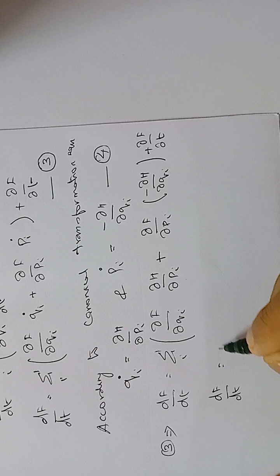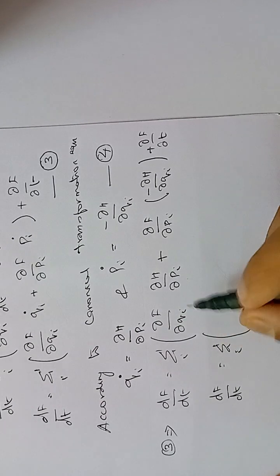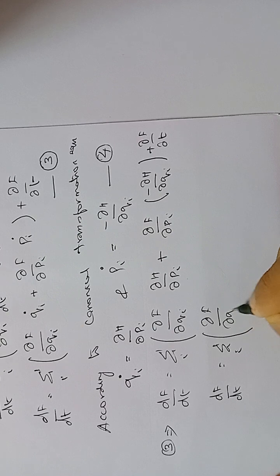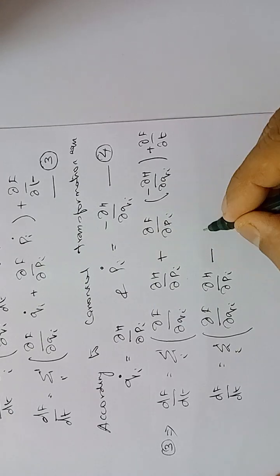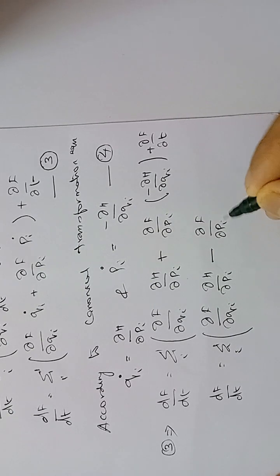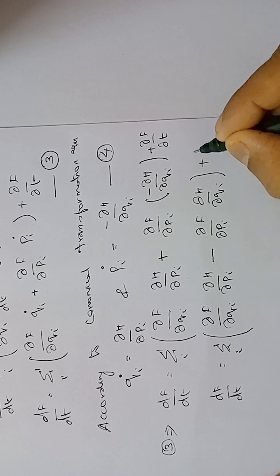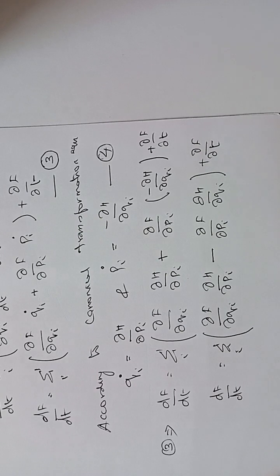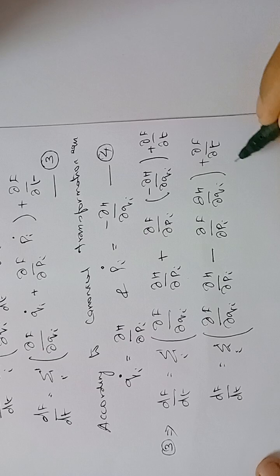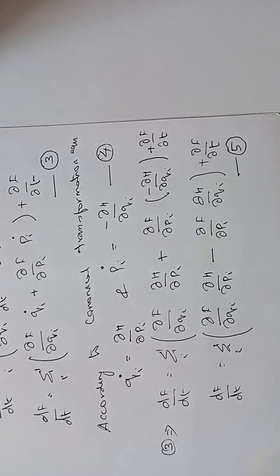Now df by dt equals the summation over i of dou f by dou qi into dou h by dou pi minus dou f by dou pi into dou h by dou qi, plus dou f by dou t. Make it equation number 5.